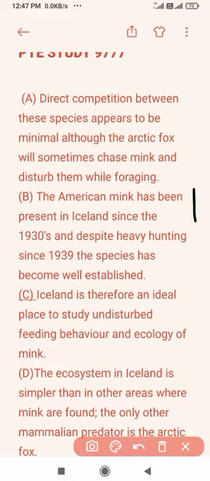Firstly, you mentioned in the B sentence, the American mink has been present in Iceland, and the ecosystem in Iceland is simpler than other areas where mink are found, and the only other mammalian predator is the Arctic fox. These are two sentences, and now we need to find the third sentence. Now start with A, direct competition between these species. Now, in the second sentence, which is D, there are two species. First is American mink, and the second is Arctic fox.